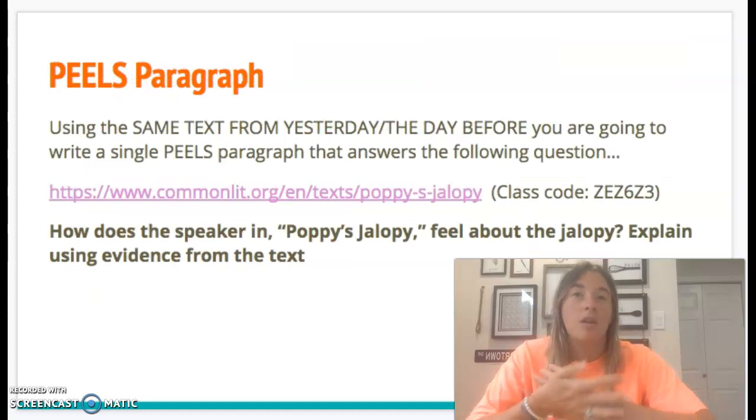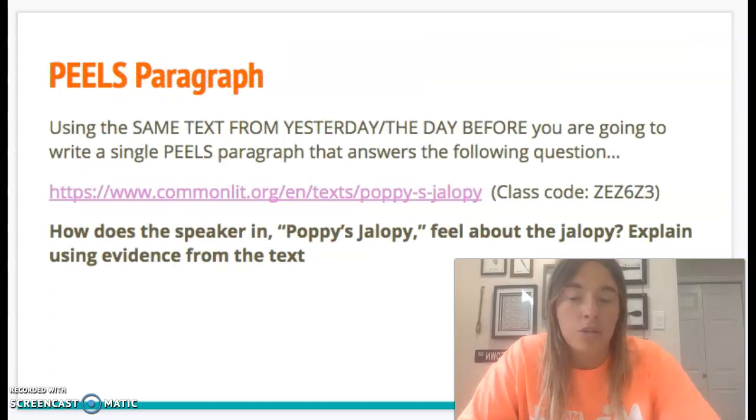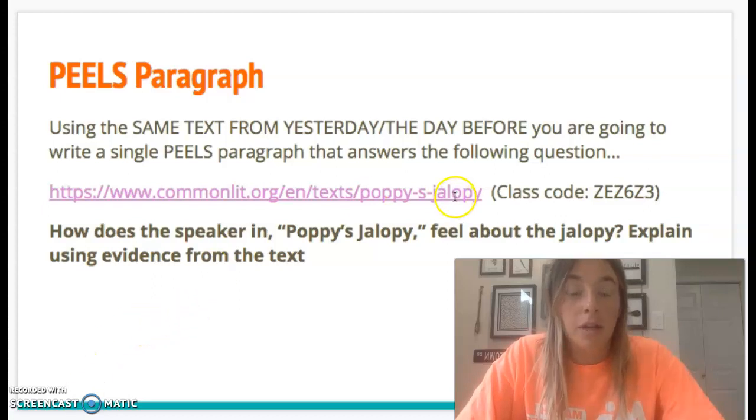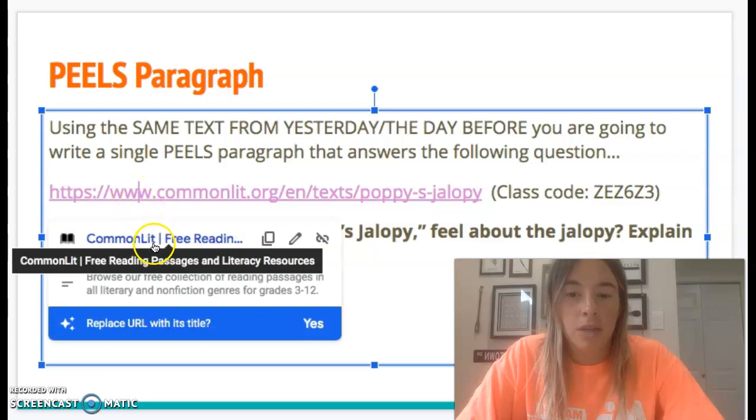So for today, I'm going to get right into the activity. You're going to be doing a Peels paragraph. Using the same text from yesterday and the day before, you're going to write a single Peels paragraph that answers the following question. But first you're going to click on the link. It's going to take you to Common Lit.